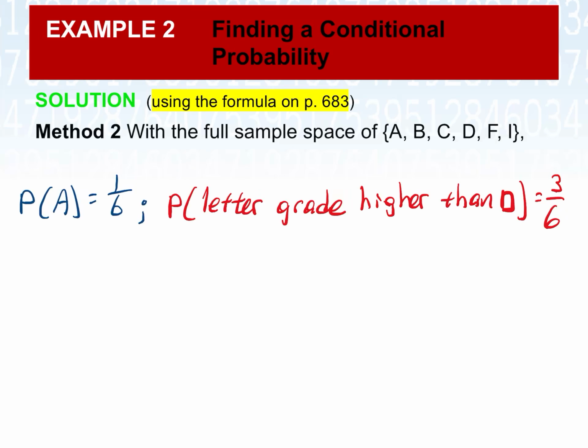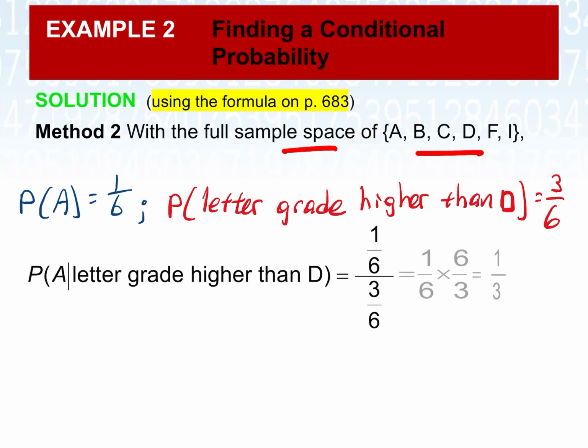Here is how the book would have you work this out. The formula is on page 683, and the sample space is all the possible grades. They've assigned an I as the incomplete. So there's your 6 grades, and the book would say, hey, what's the probability of getting an A given that your grade is higher than a D? So they lay out the information. The probability of A is 1 out of 6. Probability of letter grade higher than a D is 3 out of 6. And then they do the computation of those divided by each other, and you get the answer of 1 out of 3.